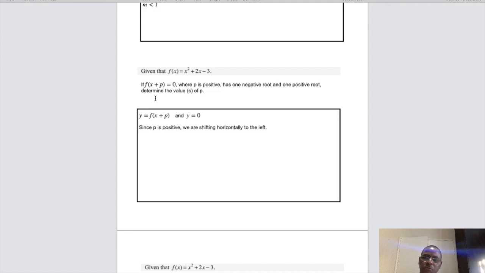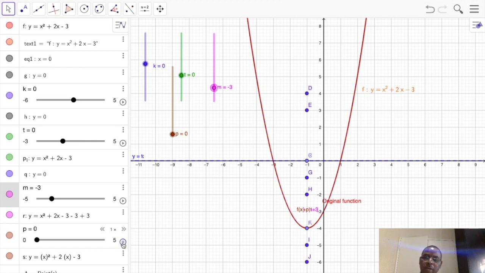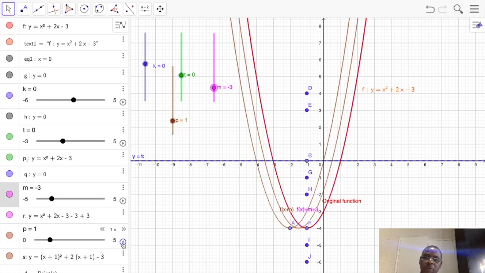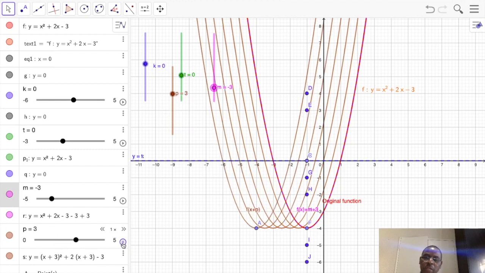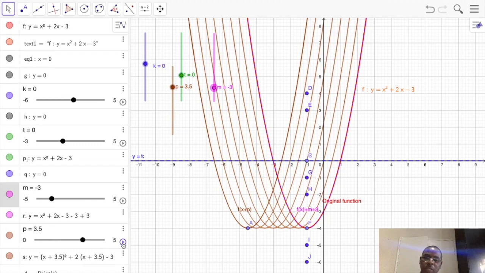So in order to solve the equation f of x plus p is equal to 0, we need to draw two graphs. The graph of the function on the left-hand side, which is why we need to draw y equals f of x plus p, as well as the graph of the function on the right-hand side, which is given by y is equal to 0. So if I draw the graph of f of x plus p, you will notice the graph is moving to the left because p is positive. We are shifting our red graph horizontally to the left because we are told in the question that p is positive.